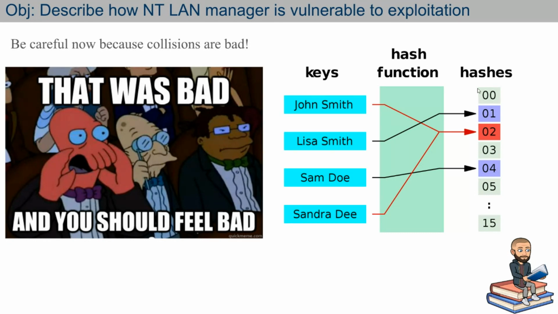But you might notice a problem. That's why it says that was bad, and you should feel bad. Because people who create these hash functions do not want the concept called collisions to occur. So if I put John Smith in, and then I put Sandra D, and somehow the output is 2 for both of them, that is very bad.